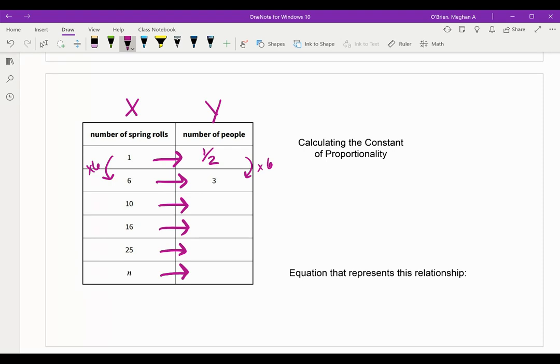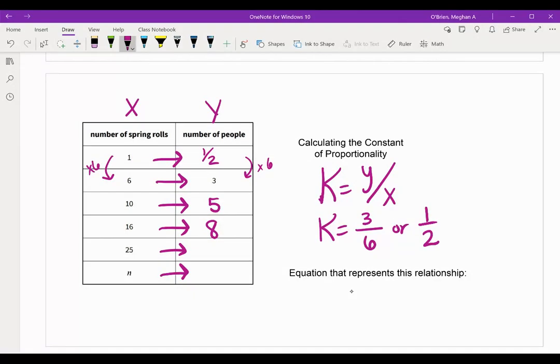And to calculate the constant, we apply that formula. It's just whatever the y value is divided by x gives us the constant. So this one, I'll use the one that was already given to us in the table. The y value is 3, the x value is 6, or 1/2 reduced down. So if I were to, again, apply that constant, because this is a proportional relationship, I can then fill out the rest of the table. So 10 spring rolls would be 5 people, half of 16, 8, half of 25, it's 12.5.